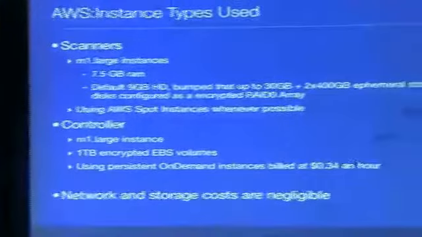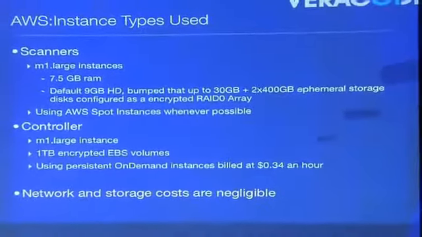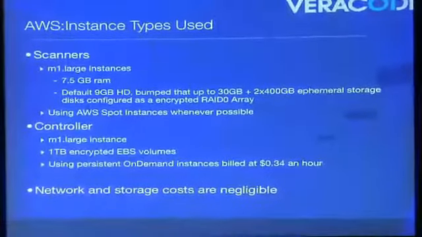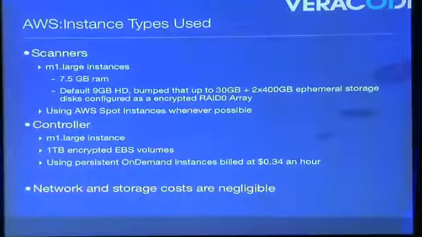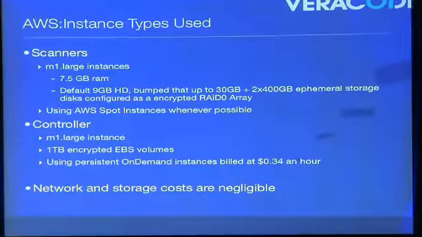In terms of the AWS instances, for the scanners we used specifically M1 large instances. These are about 7.5 gig RAM boxes. We didn't really need that much memory, but it was just how the system broke out. They have a default 9 gig hard drive, which we bumped up to 30, but you also have something called ephemeral storage, which you get with each instance. With an M1 large, you get two, about 400 gigs of ephemeral storage total. I couldn't remember exactly.